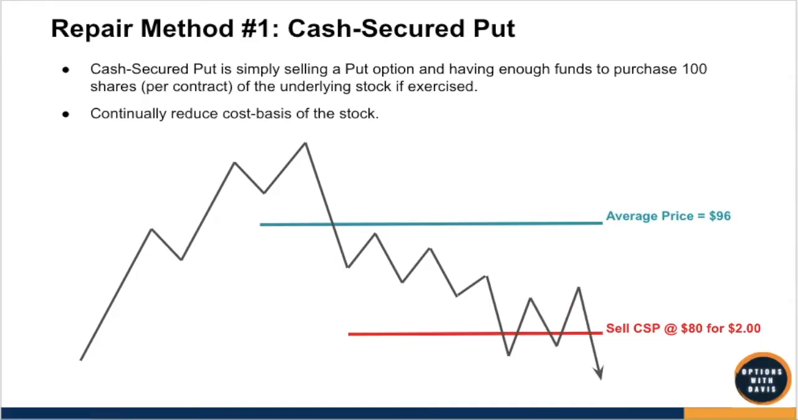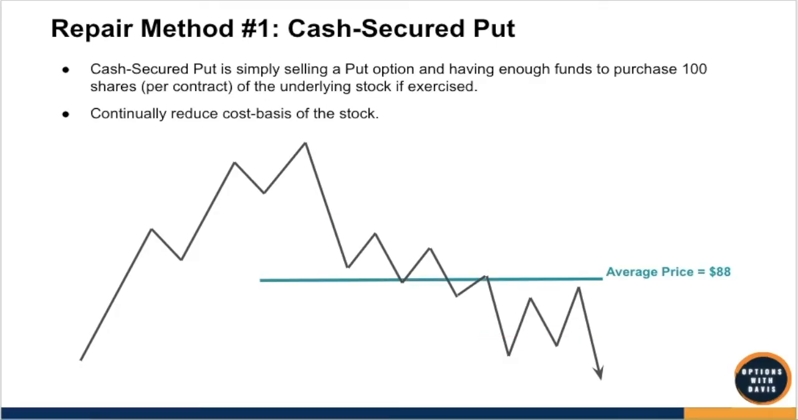So let's say again, the stock moves and at expiration date, it closes below your strike price. At this point of time, your cash secured put will be exercised. So you will need to buy the stock at $80. You need to buy 100 shares and put up $8,000. So right now, your effective average price becomes $88. So as you can see, we have lowered our average price from $100 to $88. So this is the whole idea of using the cash secured put to repair your stock.